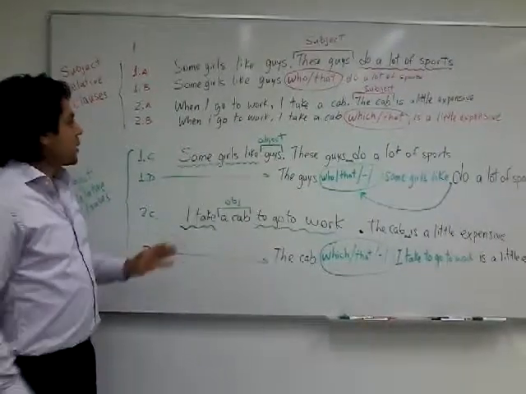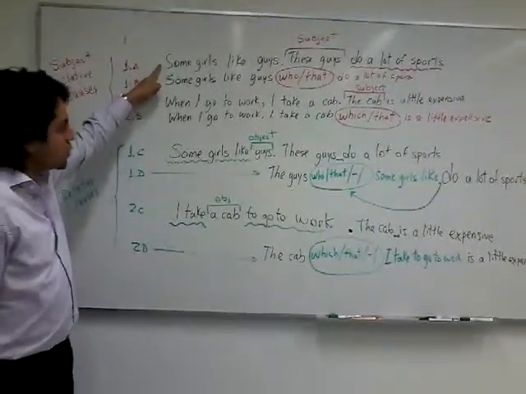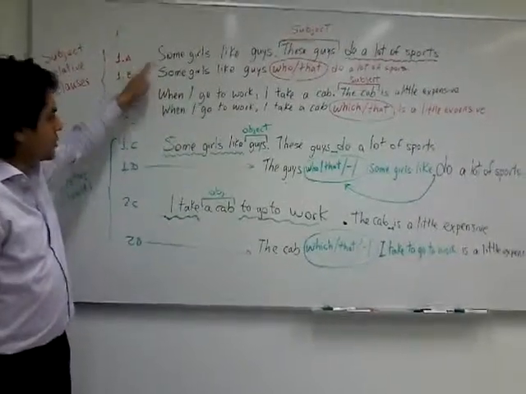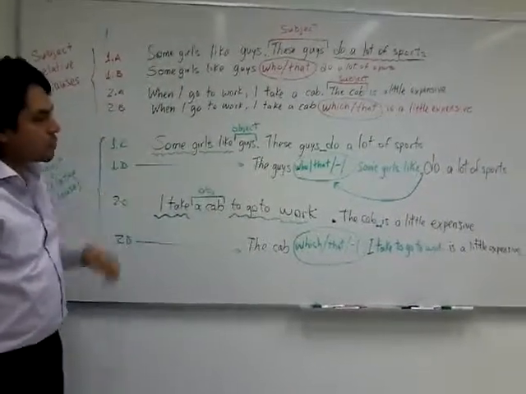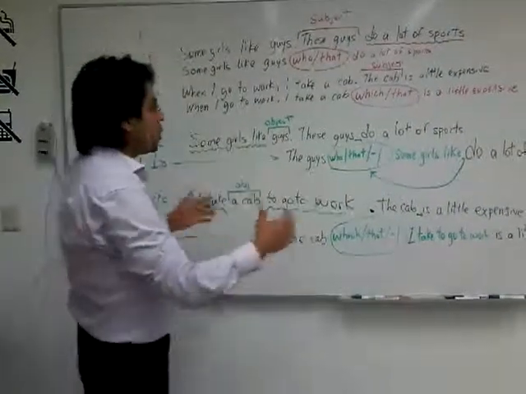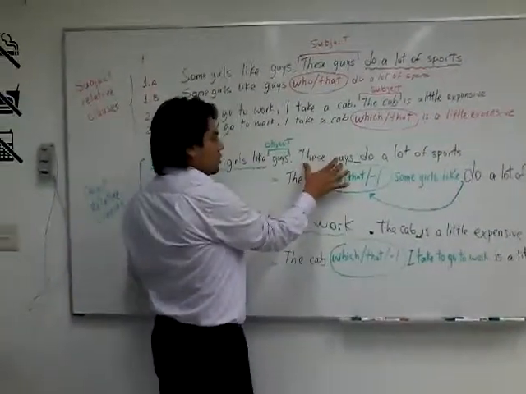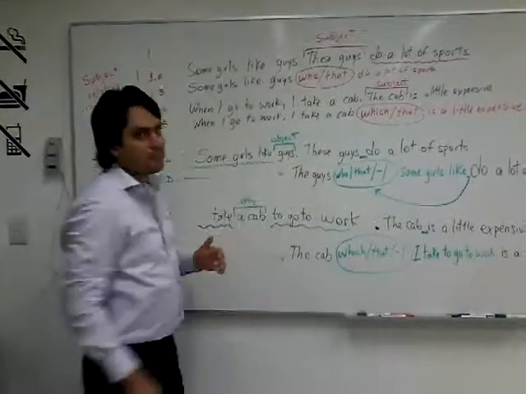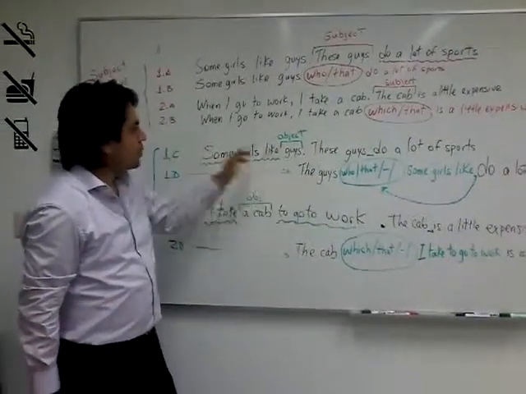¿Ya? Veamos aquí. El mismo ejemplo, la misma oración. Some girls like guys, these guys do a lot of sports. La misma oración. Ahora quiero unirlas, pero lo que voy a hacer ahora es unirlas utilizando no el sujeto de la segunda oración, sino el objeto de la primera. Guys. Guys es el objeto de la primera.